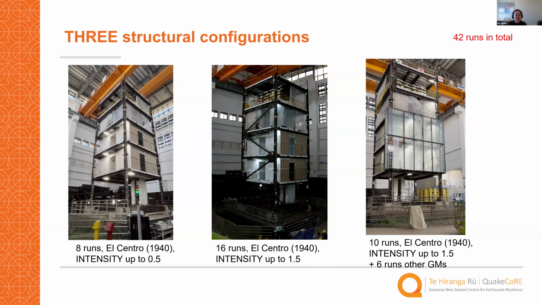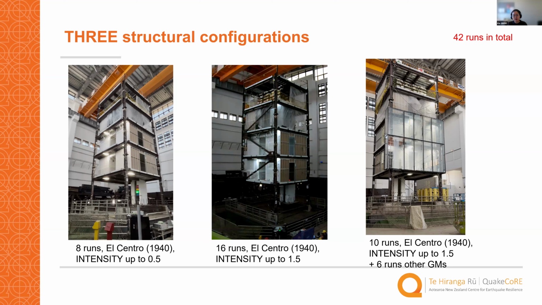So our test includes 3 phases. The first phase includes 8 rounds of shaking, using a central ground motion, with intensity up to 0.5, meaning 50% of the intensity. Then in phase 2, we put our BRBs on and ran more shakes, with the intensity up to 150%.